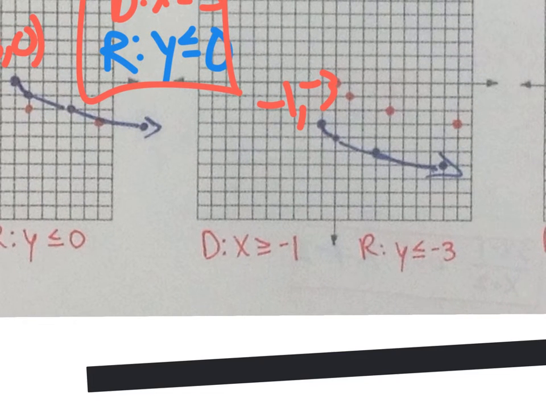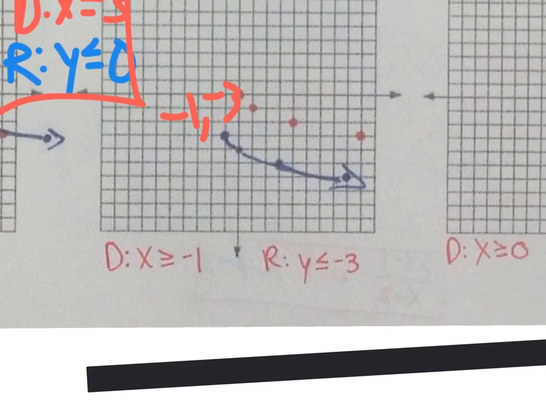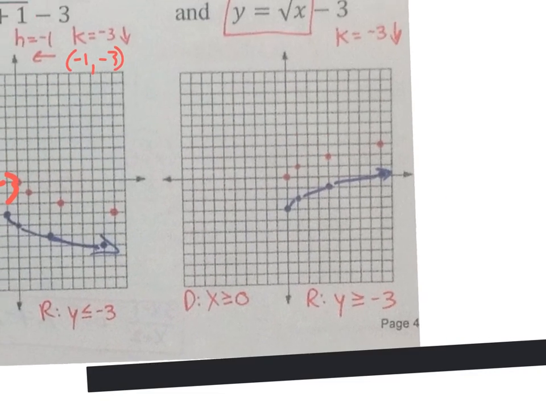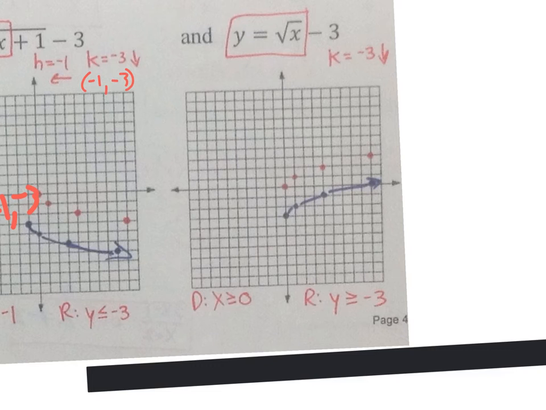At this beginning point, -1, -3, with regards to your y, is it going up or is it going down? It's going down, which means that it's less than the y value of your beginning point. So you would say y is less than or equal to -3. That's your range. And the last one, as you can see, there is no h, so that's going to be 0. The k value is -3. So the beginning point is 0, -3, the hk value.